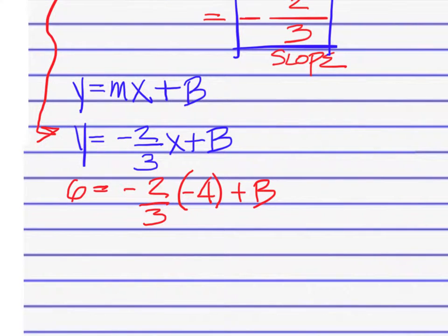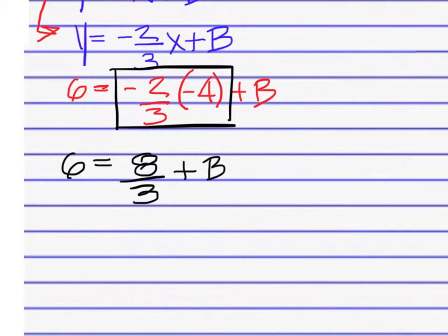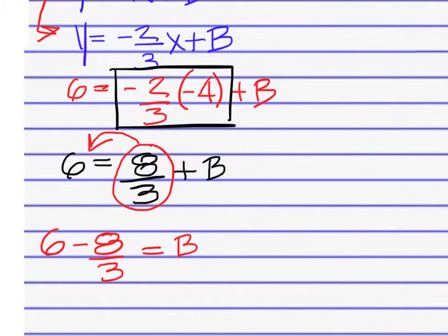Alright, so we have to simplify. You have this piece here. -2/3 times a -4. That's a double negative. So it's going to give us a positive. And 2 times 4 is 8. You put it over 3. And now solve for b, which means you need to move this to the other side and change the sign. 6 minus 8/3 equals b.